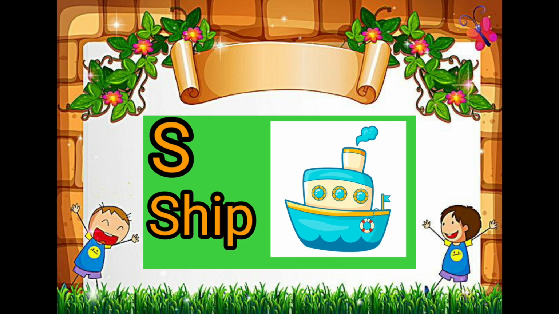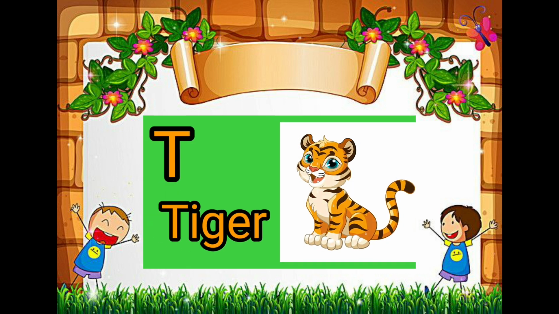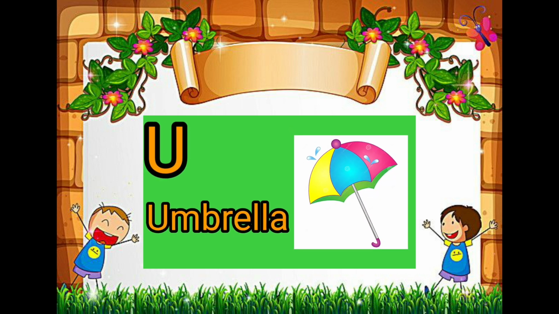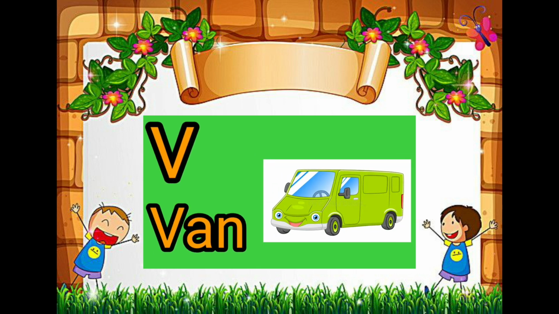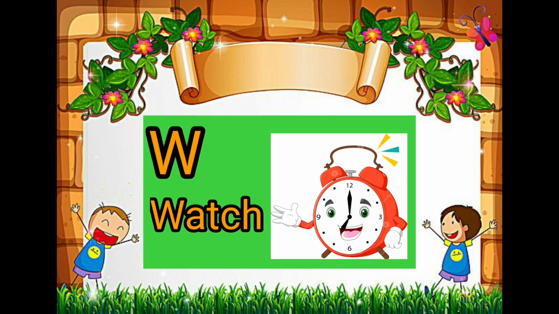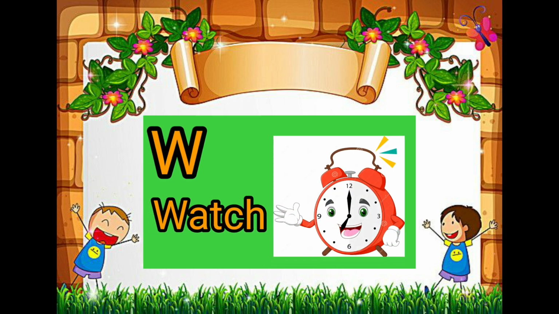S for ship, ship means jahaz. T for tiger, tiger means sher. U for umbrella, umbrella means chhata. V for van, van means gaadi. W for watch, watch means ghadi.